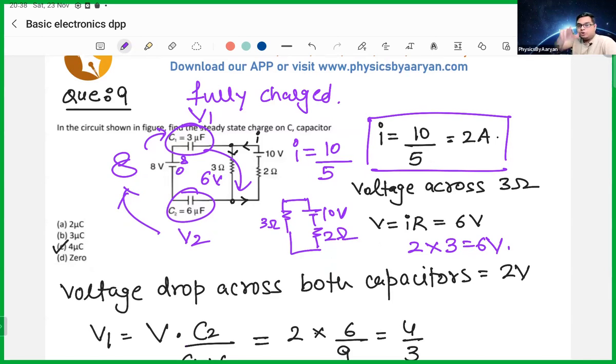You started with 8, you dropped the voltage V1 on capacitor 1, then you dropped the 6 volt on the 3 ohm resistor, and then you dropped V2 voltage on capacitor 2. So how much is the total voltage that I am dropping on the capacitors? The total is 2 volt, because out of 8 volt, 6 volt will be dropped on the 3 ohm. The remaining 2 volt will be divided between C1 and C2, some part on capacitor 1 and some part on capacitor 2.